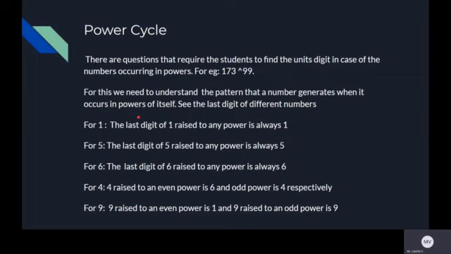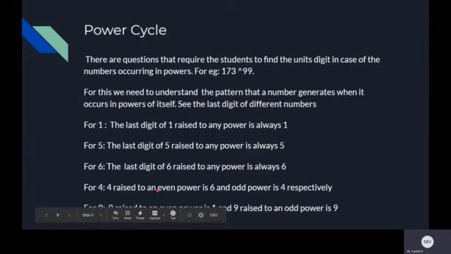For 1, what will be the pattern? For 1, the pattern is always 1. The last digit will always be 1. 1 raised to any number is 1. 5 raised to any number is 5. Always 5. The last digit will always be 5. 6 raised to any power will be 6. So 1, 5 and 6 are easy. It will be the same number.